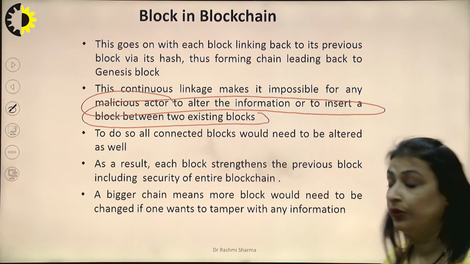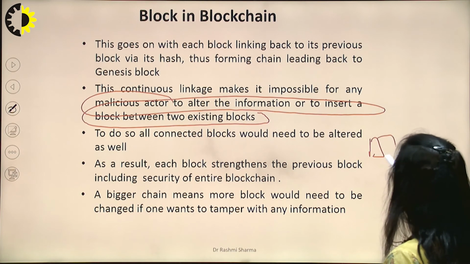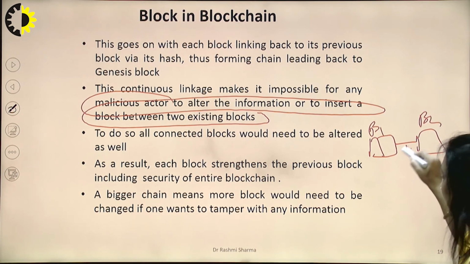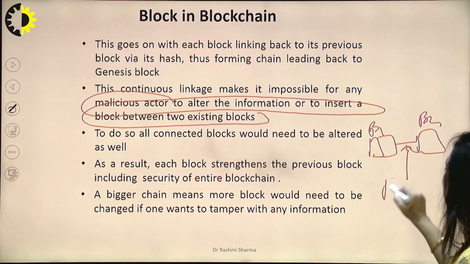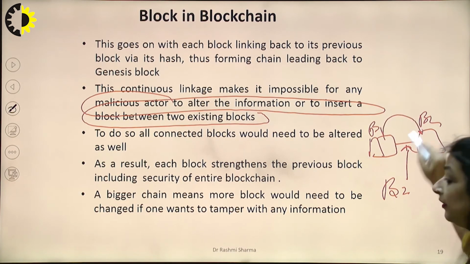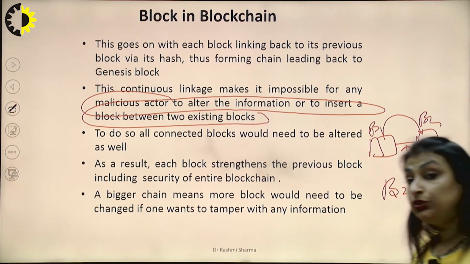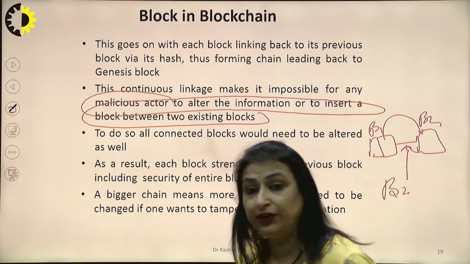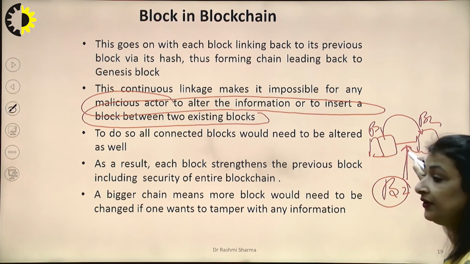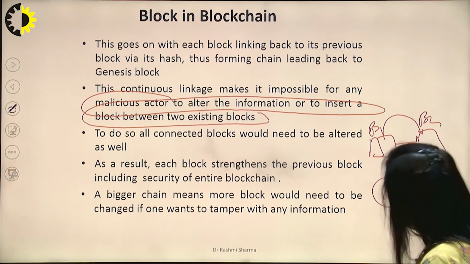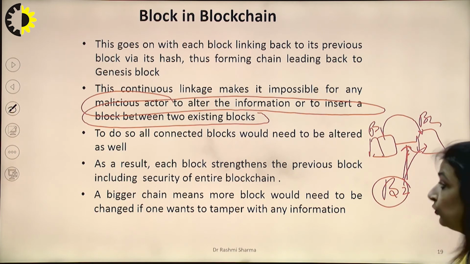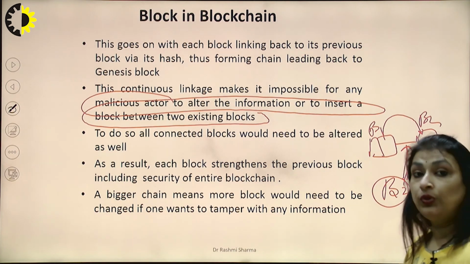So if I have this block B1, and then this is block B2, and somebody wants to add a block here, we cannot do it, because this hash value is acting as an input to this particular block. We would need to know all those hash values. If any malicious attacker wants to insert a block, this hash value would be acting as an input to this node. So obviously we should know this chaining rule.